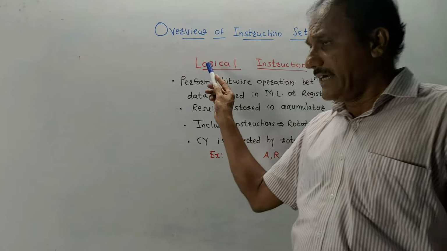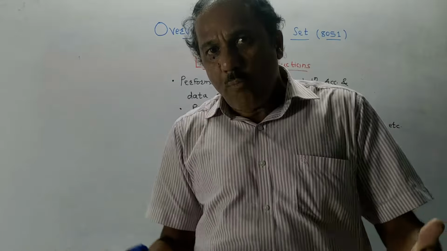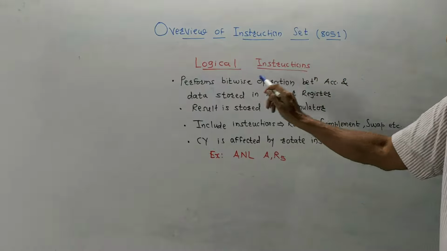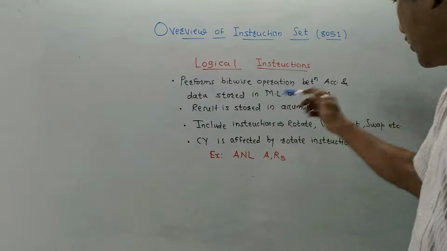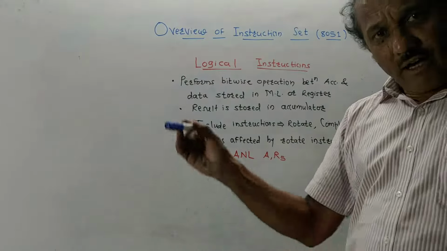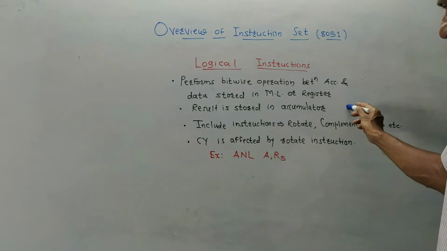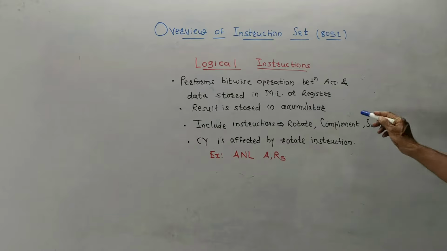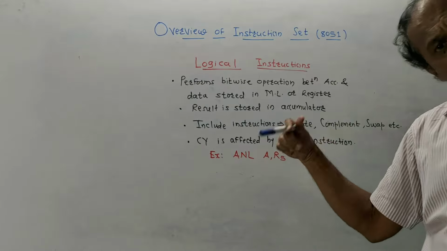Next type of instruction set is logical instructions. That means like AND operation we have to perform, then such type of instructions are under logical operations. So it performs bitwise operation between accumulator and the data which is stored in memory location or in any register. Obviously, after doing the logical operation, the data is stored in the accumulator. It includes the instructions like rotate, then rotation of bits, then complement, taking complement, and swapping, etc. Here the CY, that is carry flag, is affected in case of a rotate instruction.